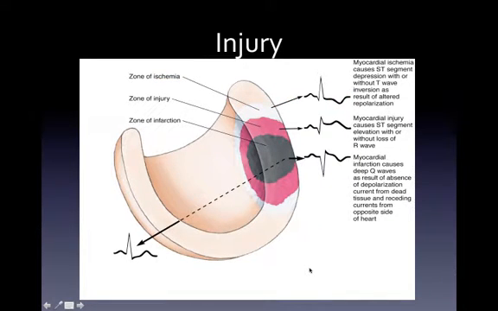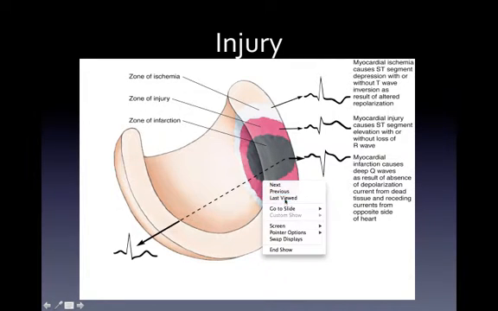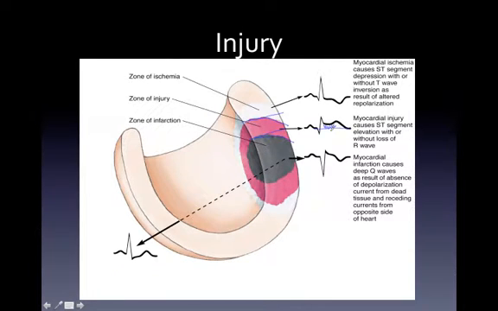Injury. The next zone that we're going to talk about is the zone of injury, and I'm going to change pen colors here really quick so we can see. We're still talking about a transmural event, and we're talking about this red zone here. It's a zone of injury, and in this section we have ST segment elevation.